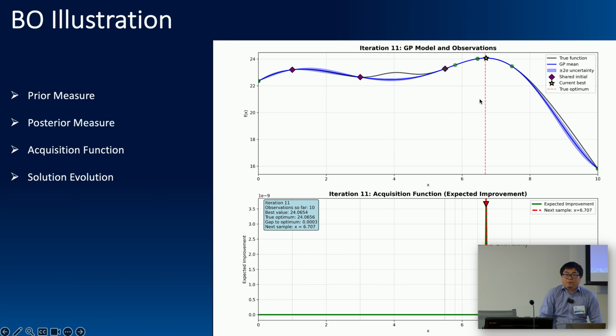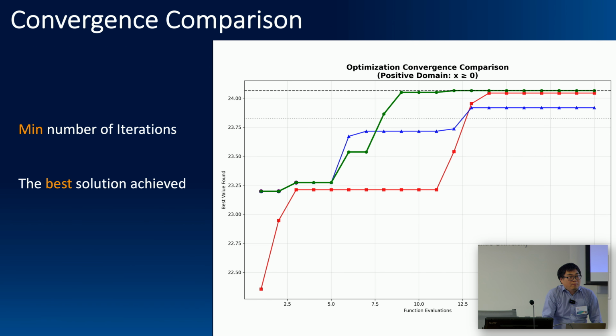So 11 iterations will effectively get you to the maximum in this case. And to make it complete, this is a convergence comparison for this specific problem, and also it's not guaranteed that every problem is like this. But in this particular problem, for that particular setting, the Bayesian optimization reached the optimal in the least number of iterations.